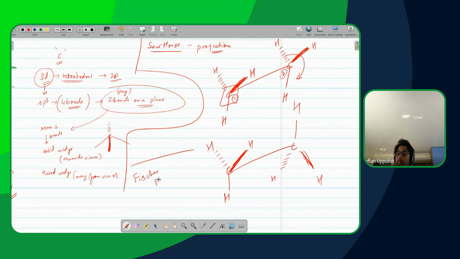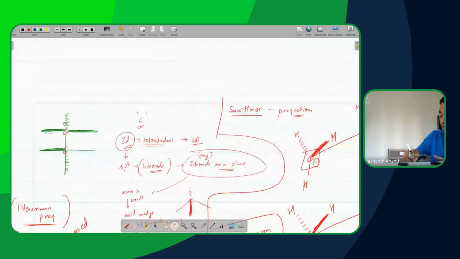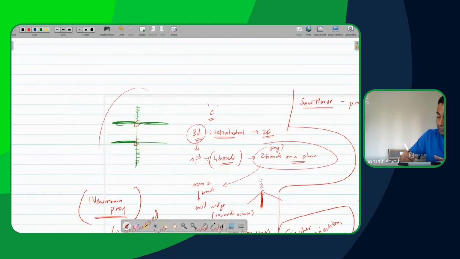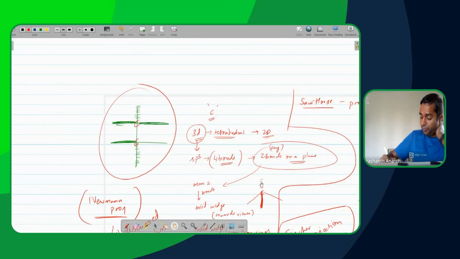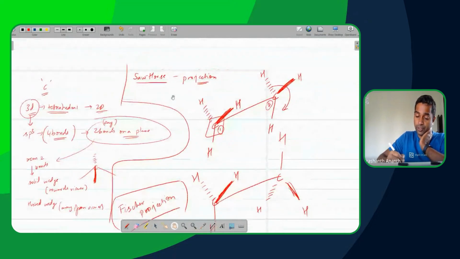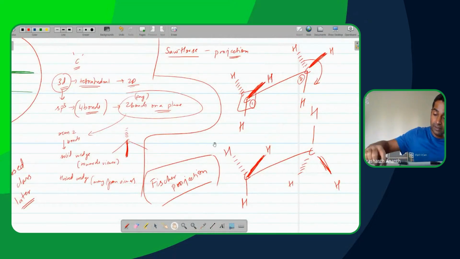What is this? This you know? No, I don't know this. So this is called the Fisher projection. The third type is the one which you are seeing in optical isomerism fully. This kind of projection is basically referred to as Fisher projection. So what is this Fisher projection? The Fisher projection is like this.